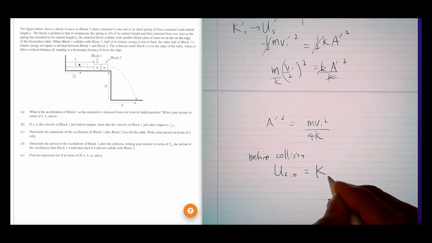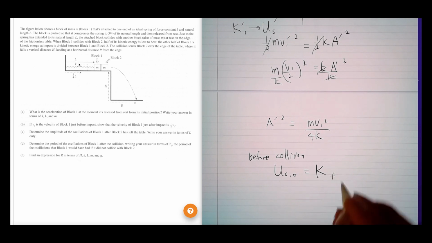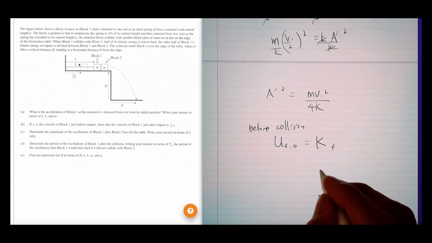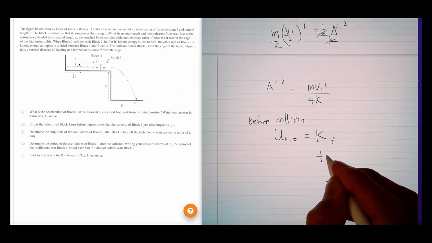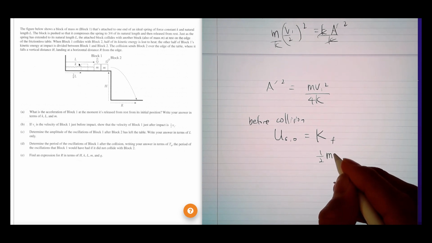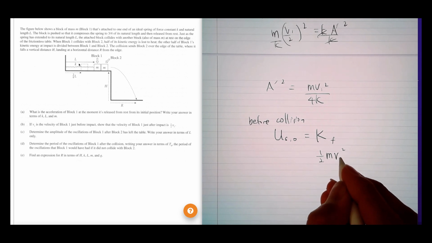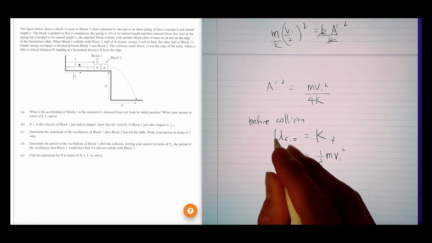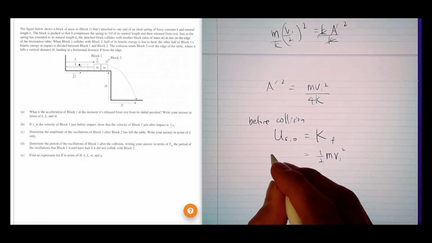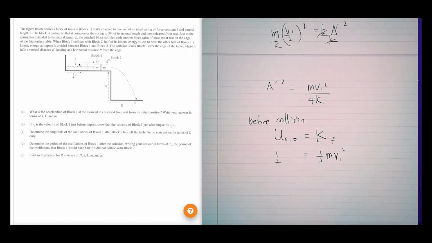I shouldn't really say initial, but I'm going to call it final. Yes, final. So 1/2 m b squared before the collision, or mb1 squared, is equal to the spring potential energy, which was 1/2. Okay, be careful. The L is a natural length, 3/4.